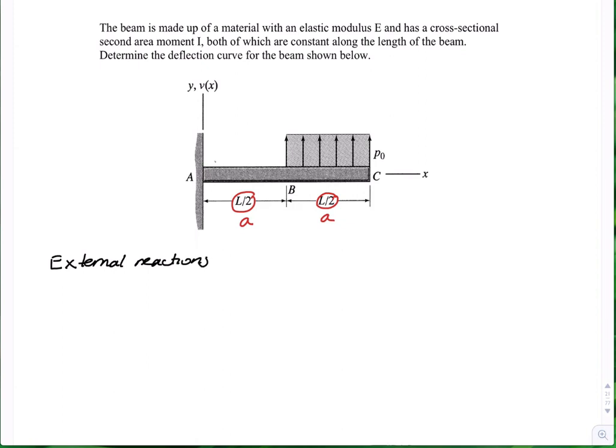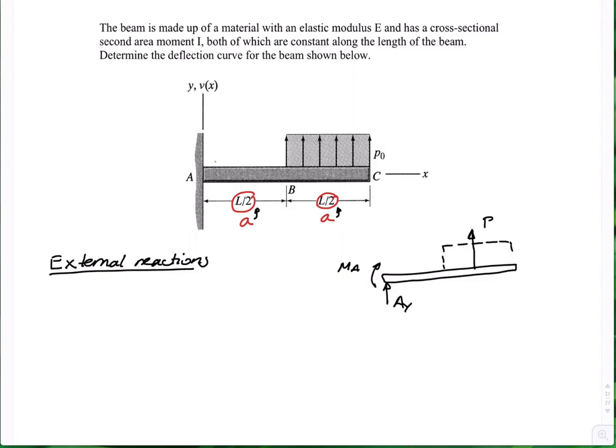For this, we'll draw a free body diagram of the complete beam. And one thing I will say before I start is I'm going to let the symbol A represent the length L over 2. So every place there is an L over 2, I'm going to put an A. At point A, we have a reaction force AY, we have a couple MA, and then, of course, over the line load, we have a value of P naught times A.